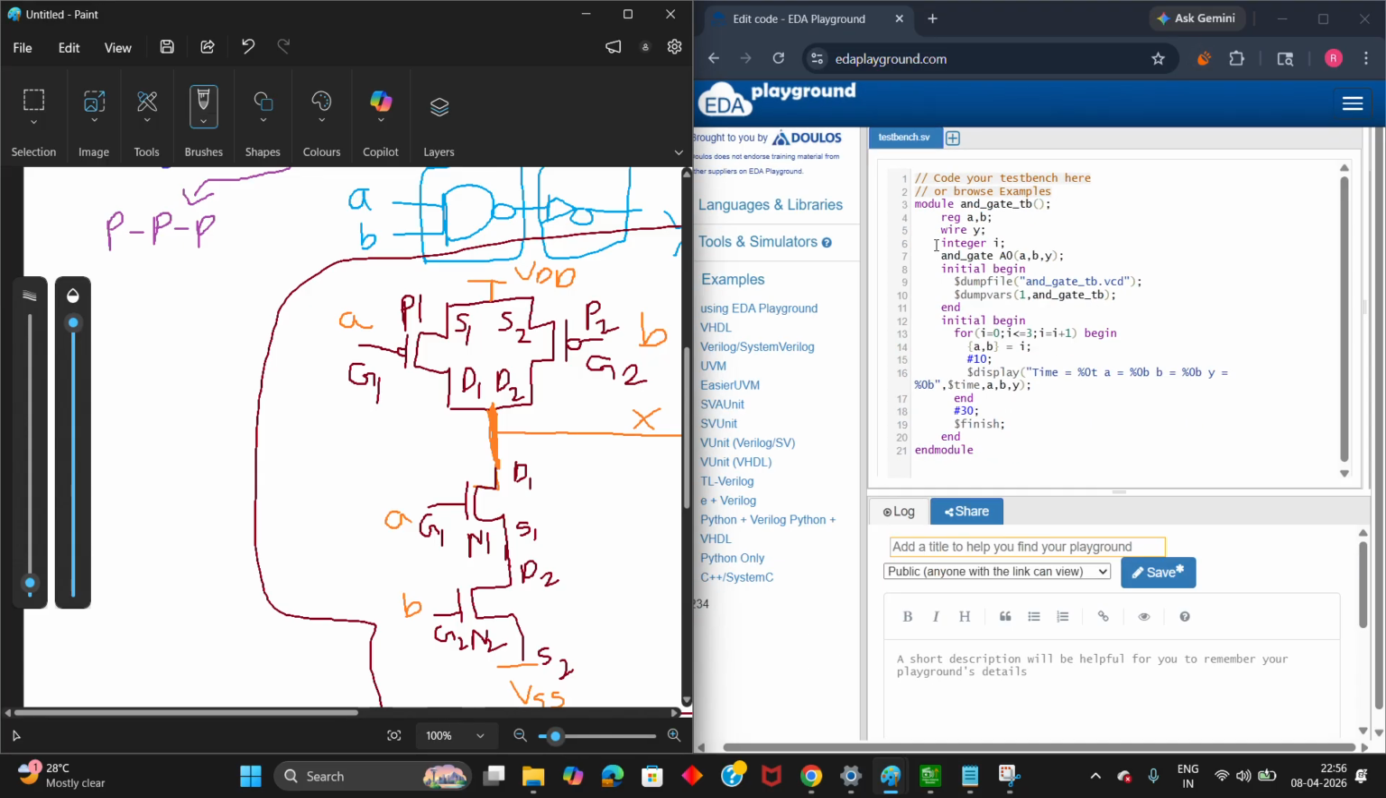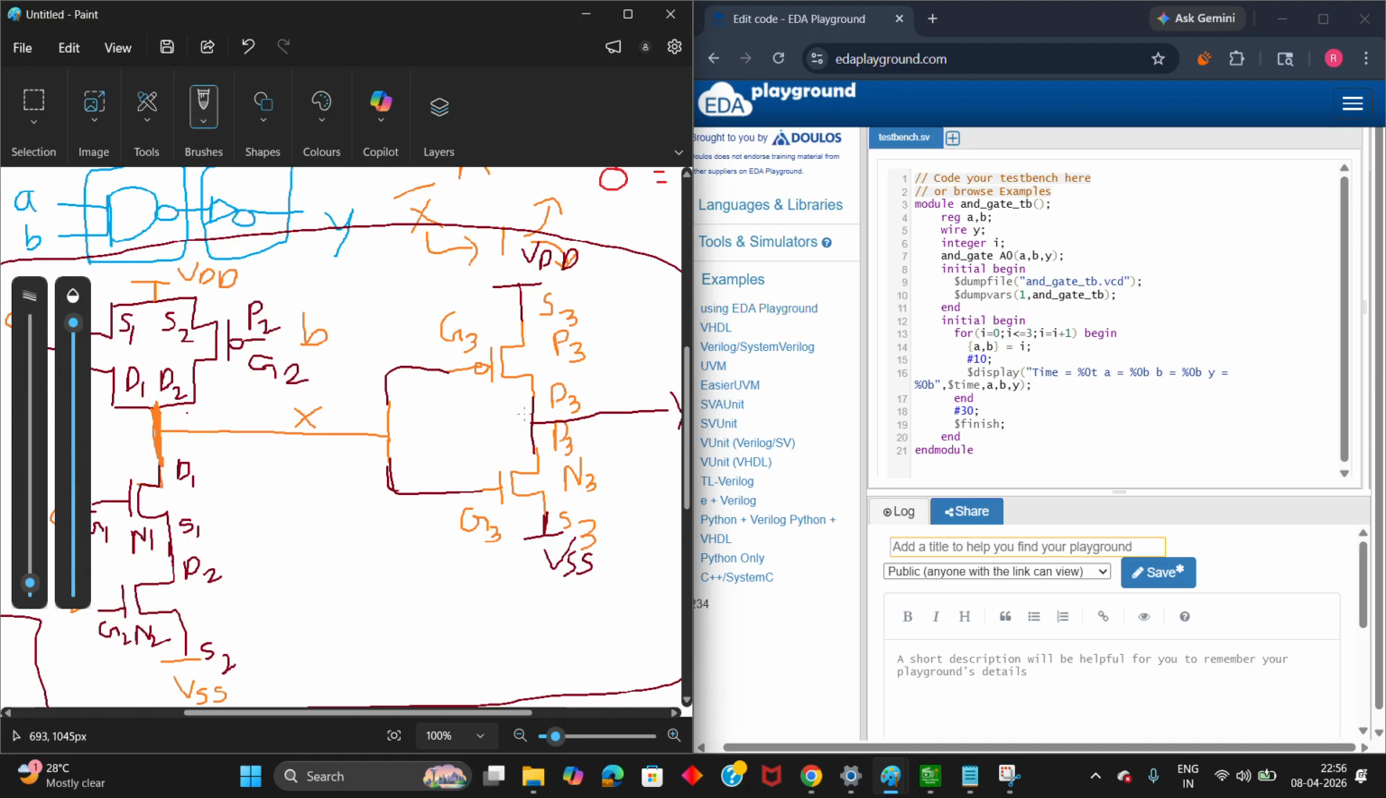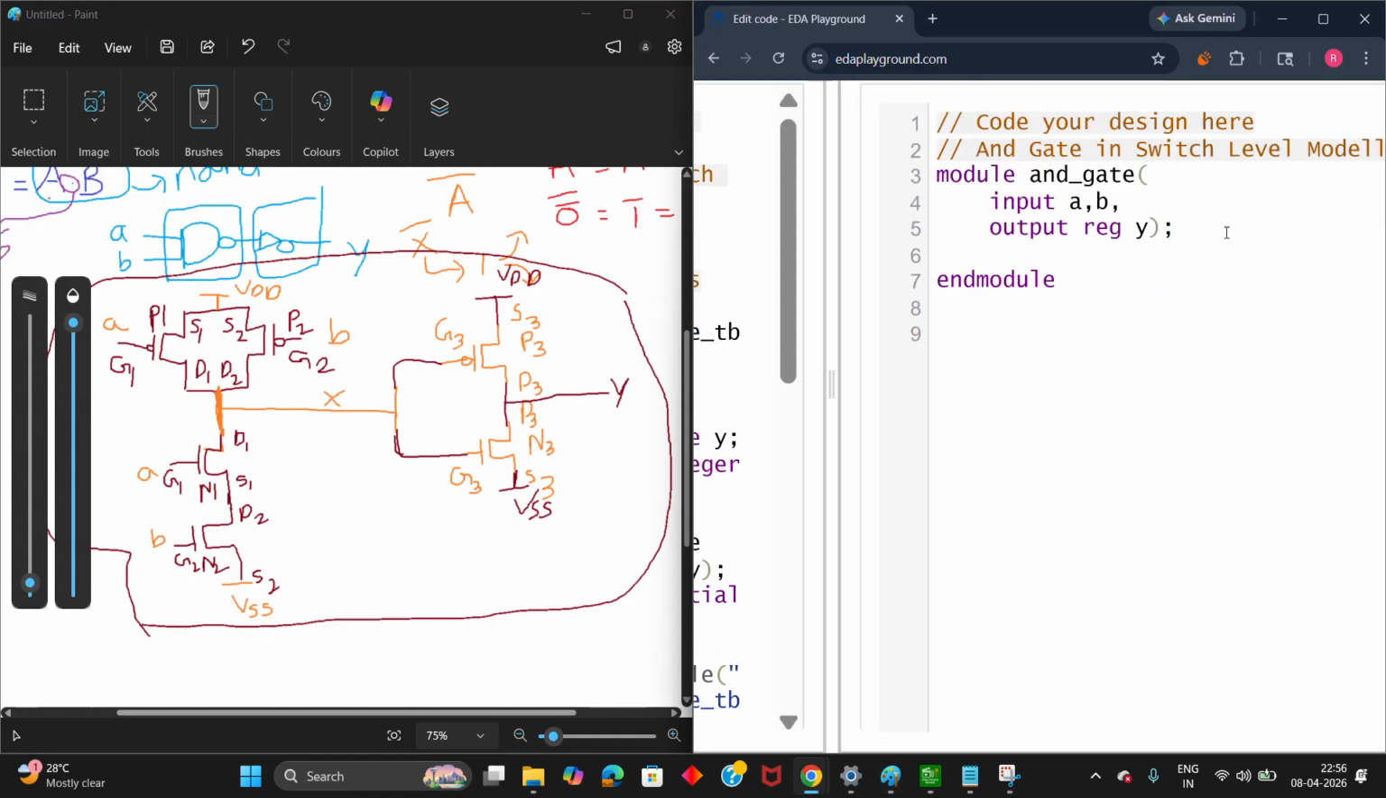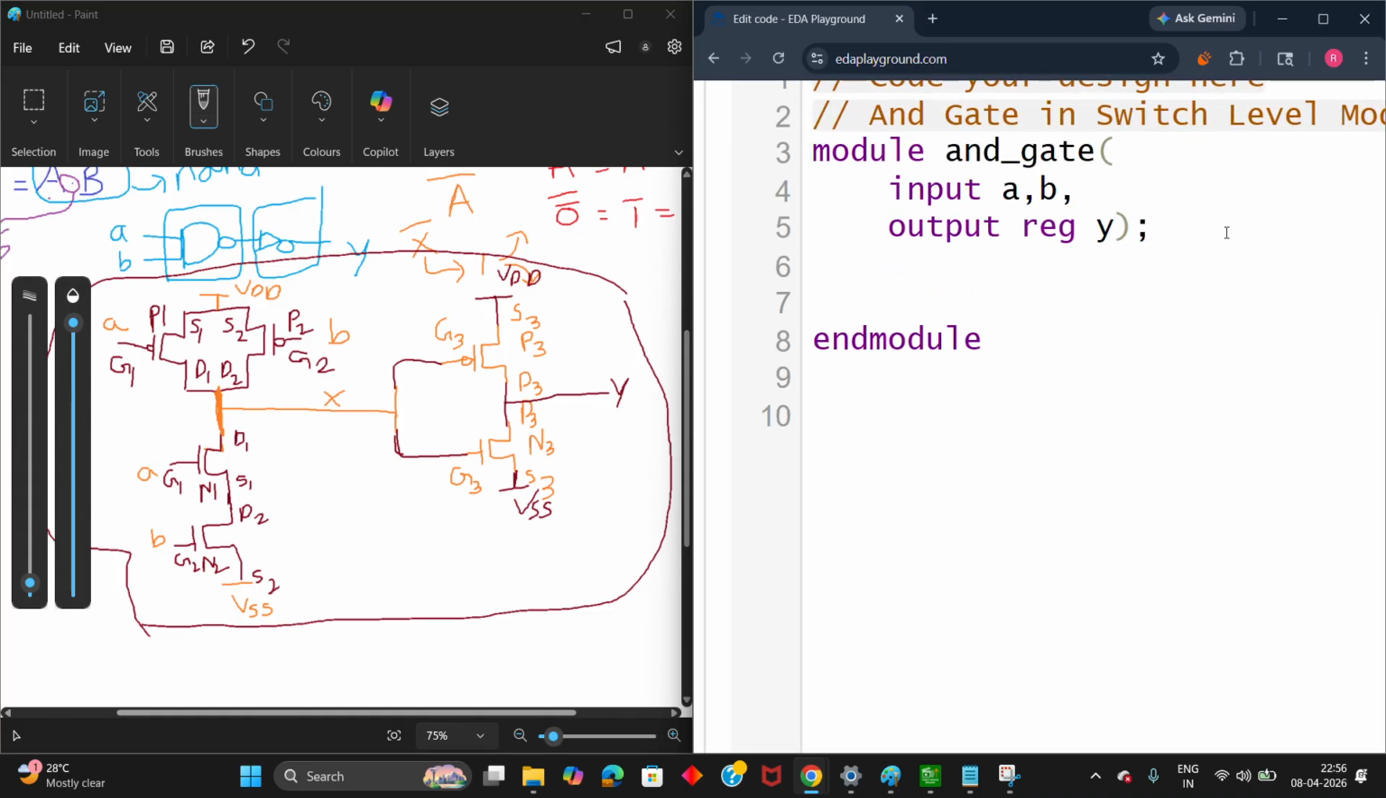So let me use this diagram and write the code in the switch level model. See, now in our gate level model we have primitives for the gates, right? Similarly, we have primitives for the transistors in the switch level model. We have pmos in lowercase for the PMOS transistor, and nmos in lowercase for the NMOS transistor, okay.